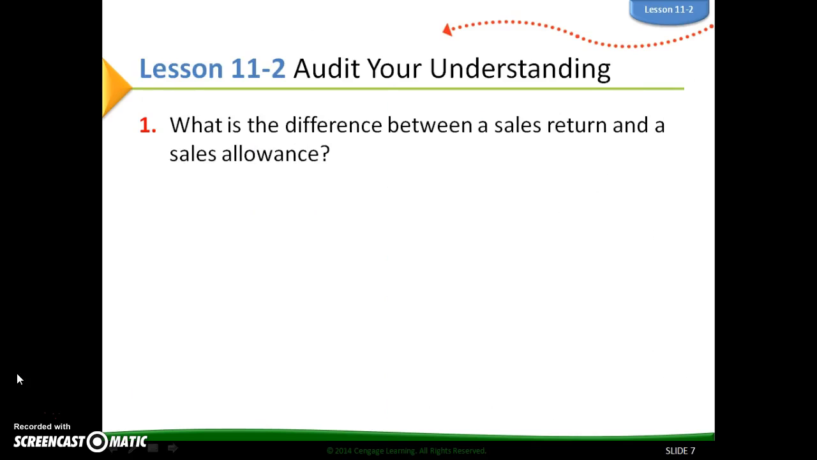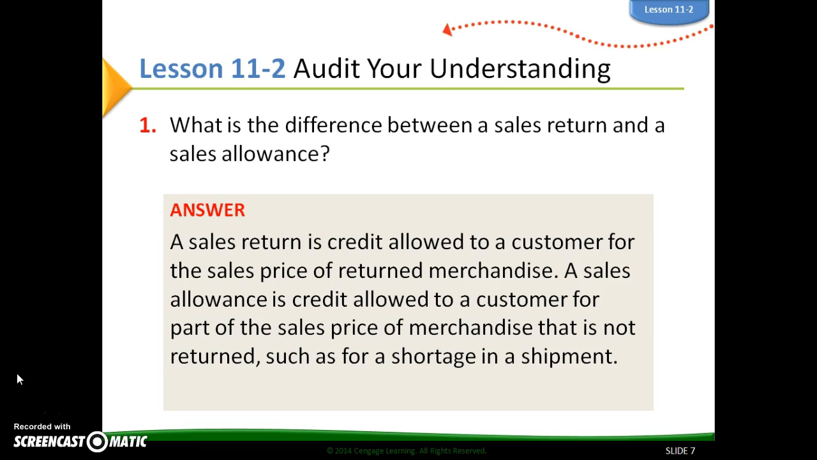All right, so if we're going to go ahead and do this audit our understanding stuff, the difference between a sales return and a sales allowance. Remember, one is when customers return merchandise to us and we credit them. The other one is when they don't return merchandise to us and we just give them a discount.